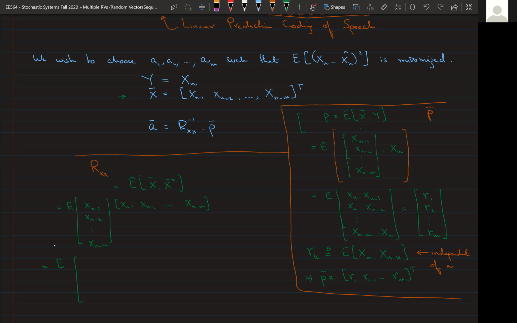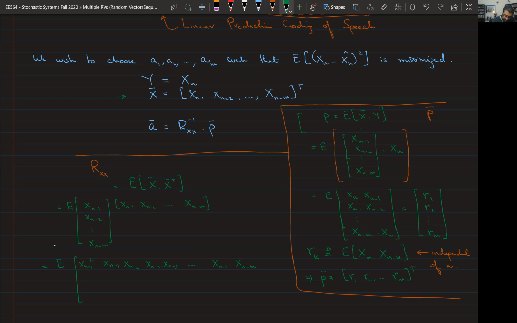So the first row is going to be x of n minus 1 whole squared. What about the second term? So in which direction exactly? The row. I'm talking about the row. So this is x of n minus 1 times x of n minus 2. Okay. So similarly, this is x of n minus 1 times x of n minus 3 all the way up to x of n minus 1 times x of n minus m.